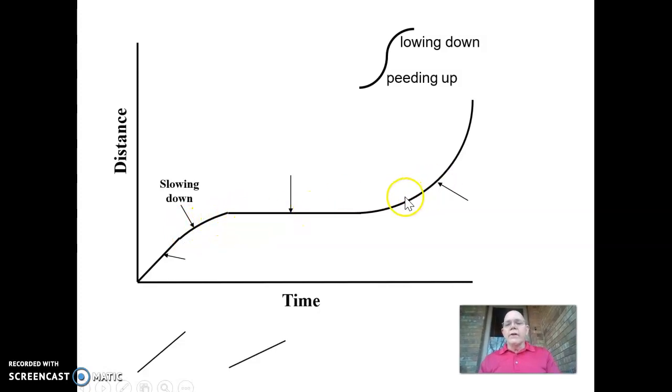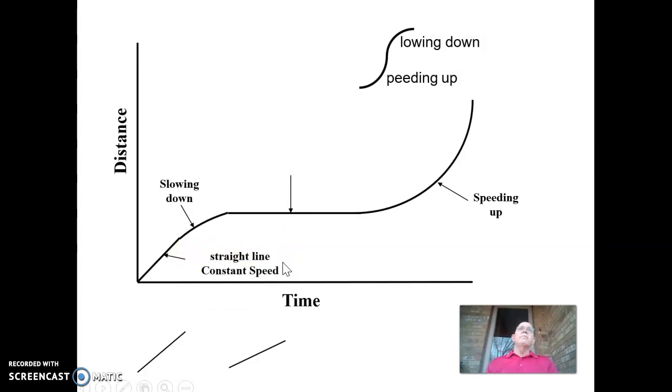And over here on the other side, we see it going back up again, that's the steep one. So it's going to be speeding up, just like we had up here, curving like that. Curving over like this is slowing down, okay? Now, at the beginning and here in the middle, we have a straight line. In this case, a straight line always means a constant speed. In other words, we're going at the same speed. It's not changing. We're not speeding up. We're not slowing down. We're going at a constant rate of speed.